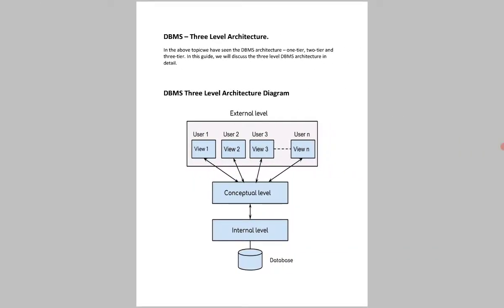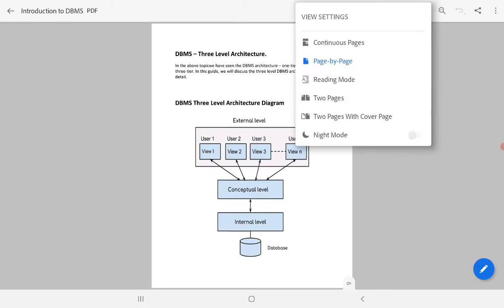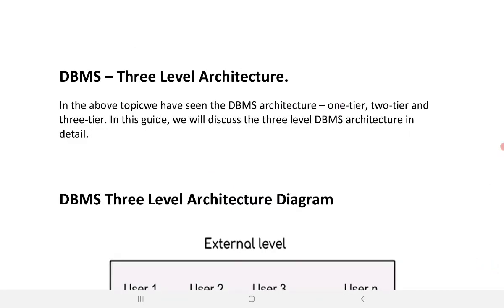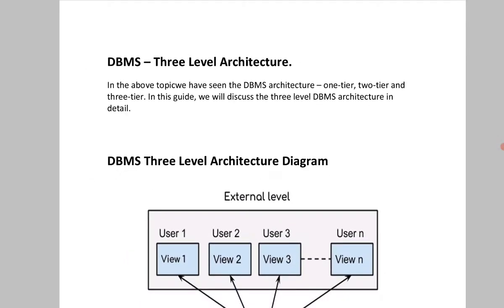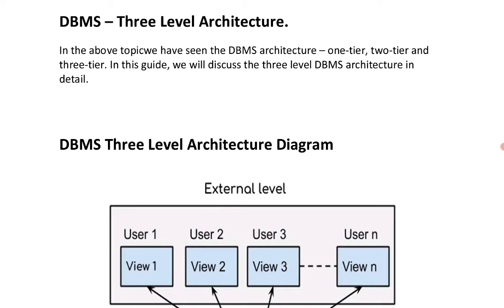So what are the different DBMS architectures or layers? Different levels of views or different levels of architectures are used. Generally DBMS architecture contains 1-tier, 2-tier and 3-tier applications. We will discuss the 3 levels or views of DBMS architecture in detail.